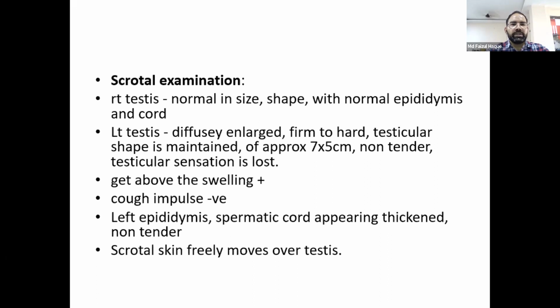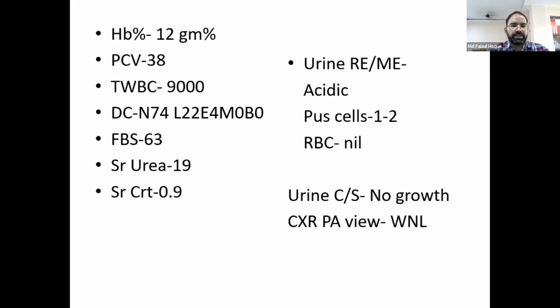Now, after the examination, we have also explained the abdominal examination. Now come to the basic investigations: hemoglobin of the patient is 12, packed cell volume is 38, WBC count is 9,000, in which the neutrophils are normal, and fasting blood sugar was normal. There are no other significant changes in urine routine and culture, and chest X-ray PA view is within normal limits. Any other thing you would like to ask for in this patient?